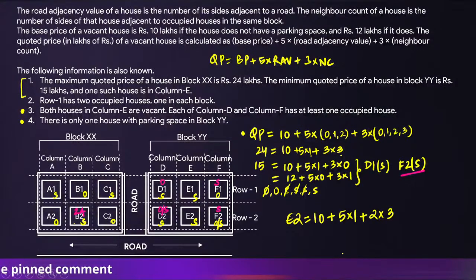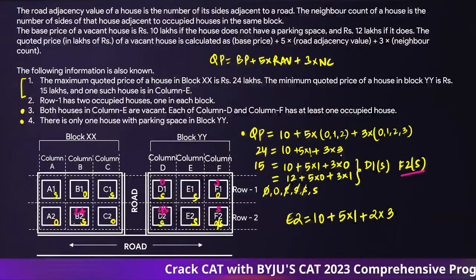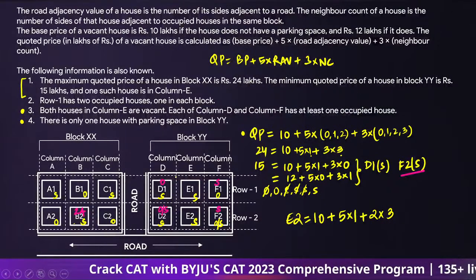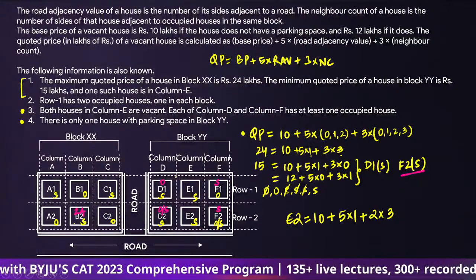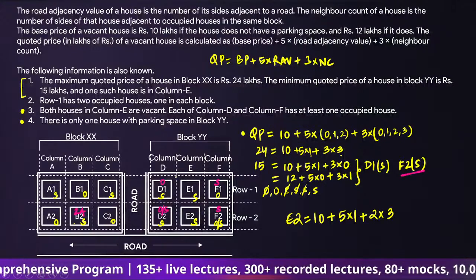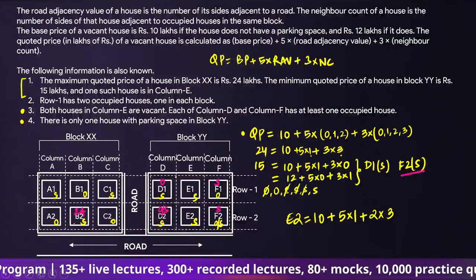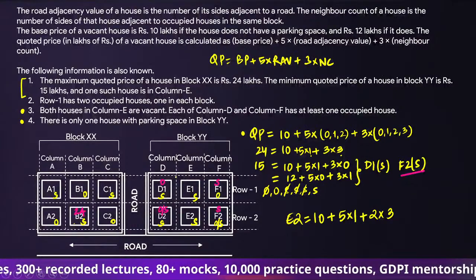So it is given that there is only one house with parking space in block Y. So if we take 10, 5 and 3, so 5 would mean कि ये road side है. So it could be F2, E2 or D1. E2 का price भी हो सकता है बिल्कुल ये. If it is D1, there are no occupants beside it and one occupant has to be there, so it is going to be F1. F2 may or may not be occupied.